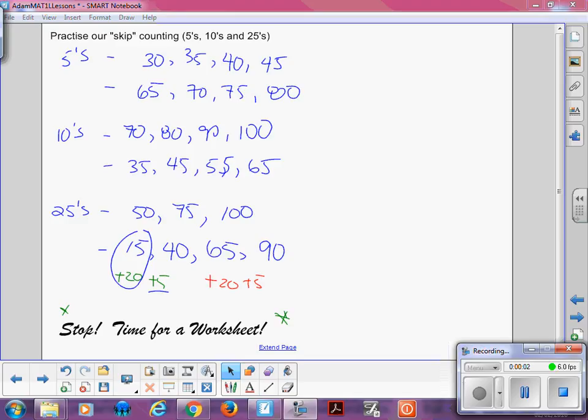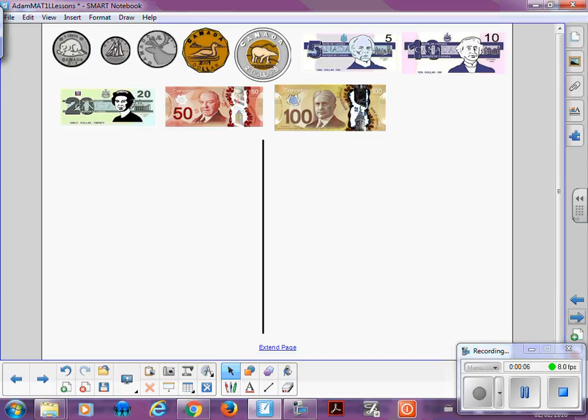All right, welcome back from your skip counting worksheet. Now we're going to move on to the final part here. And our final part is just being able to add up different sums of money. Again, for some of you, you're going to find this very simple. For others, when you haven't dealt with money quite a bit, it's a bit of a challenge to start.